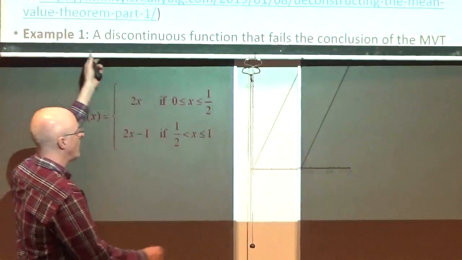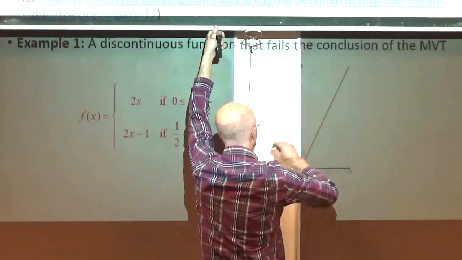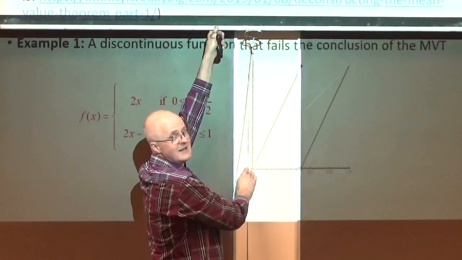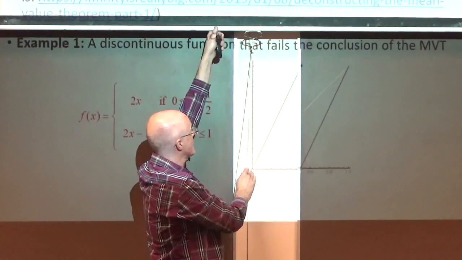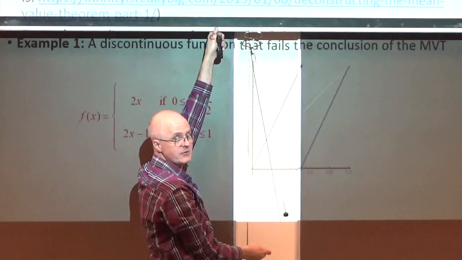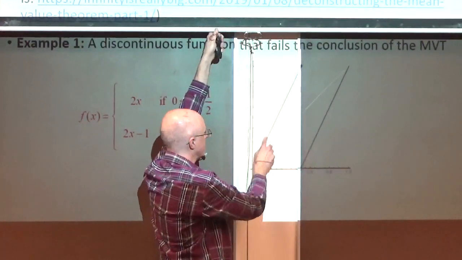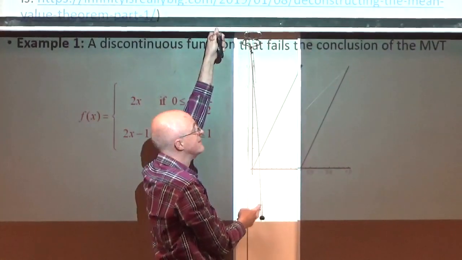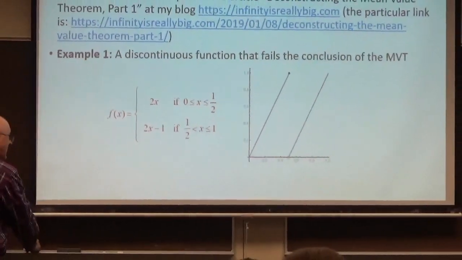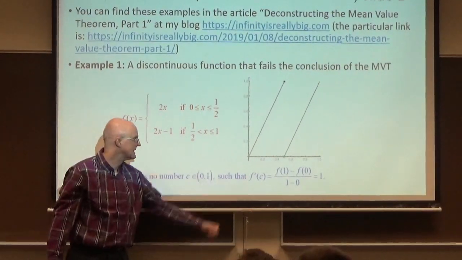I can't quite draw it on the wall here, but the secant line between a, f of a and b, f of b would be a line like this, which I won't actually draw on the wall. There's your secant line. It's got a slope of 1. And there's no point between 0 and 1 where the slope of the tangent is equal to 1, because these two lines have a slope of 2. And they are both the tangent lines for their respective points because they're straight. So just failing to be continuous at one point can make the conclusion not work. There is no number c so that f prime of c equals 1.